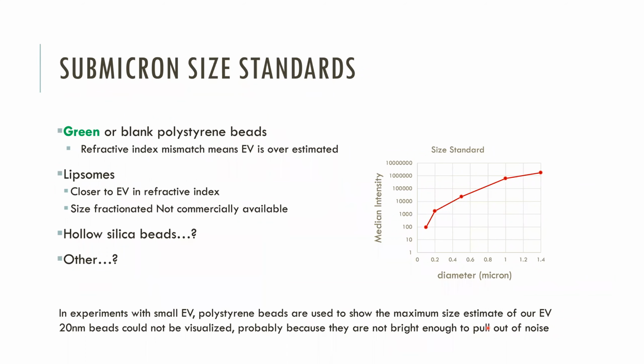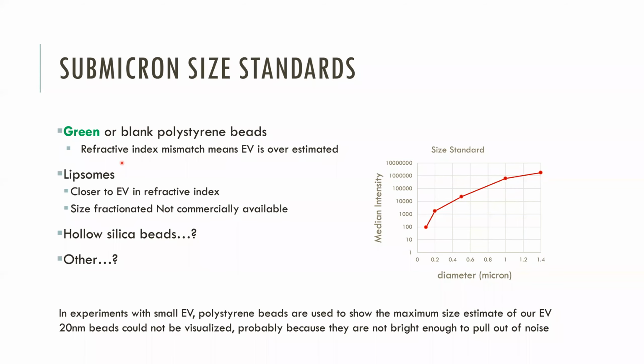Okay, so for the submicron size standards that I was just telling you about, there are a few different things proposed for this. What we're using in this talk are green polystyrene beads. They're also sold as blank polystyrene beads, however they're much harder to locate. And since you're using these as a reference particle, it's nicer to have them be fluorescent if you're using a fluorescent system. However, the problem with a polystyrene bead is that they have a refractive index mismatch compared with the EV.